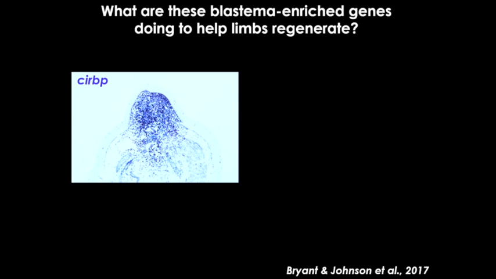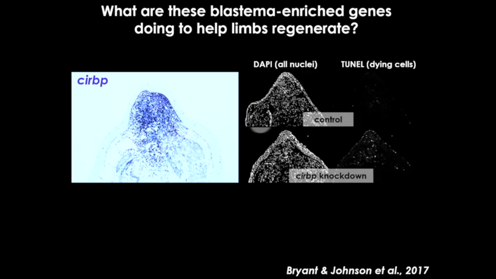So we predict that probably there's going to be a lot of RNA life cycle regulation going on during the normal process of limb regeneration. After validating this, we knocked it down, and we saw a different phenotype than what we saw with the knockdown of KZD1. In this case, we also saw a slowing in blastema growth, but it wasn't due to cellular proliferation. Instead, it was due to excessive cell death in the CIRBP knockdown condition.